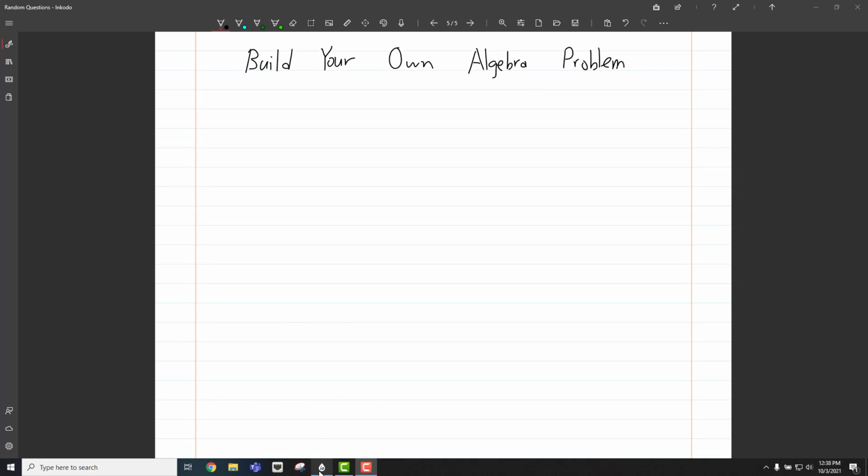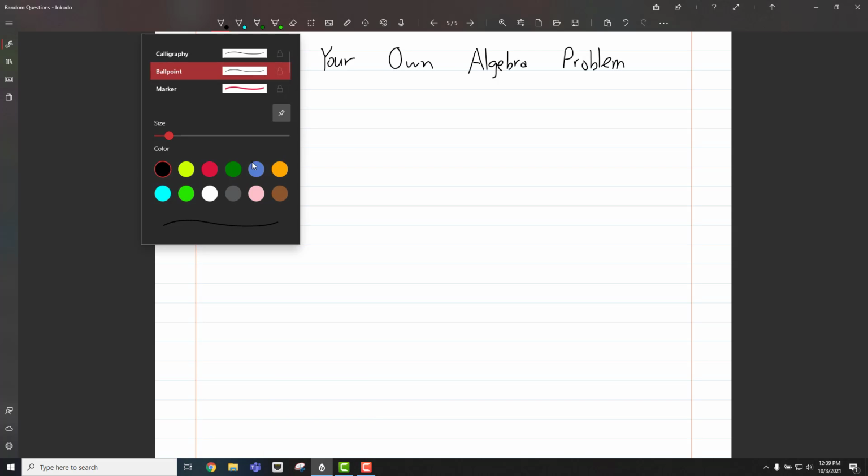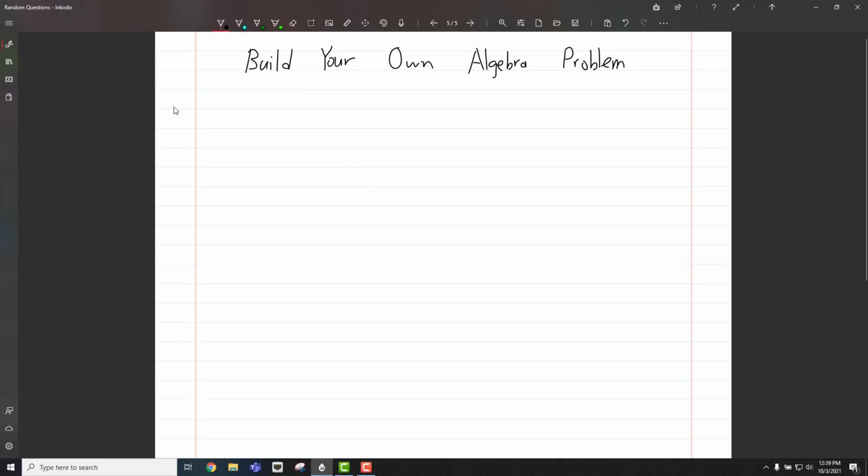All right, some quick instructions on an extra assignment here. It should prove beneficial as far as understanding the algebra on a deeper level. Building your own algebra problem. This works best in a group because solving the algebra problem that you made is kind of cheating. You already know the answer. But it's not that hard to build them.